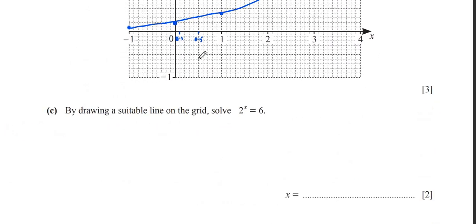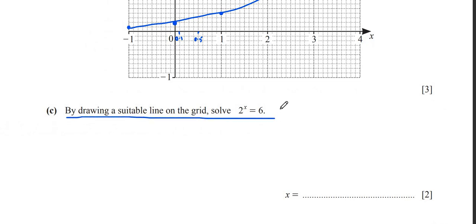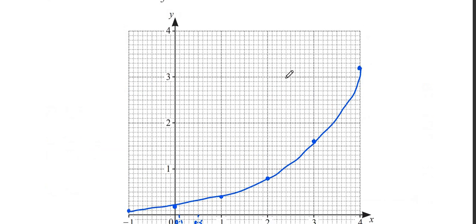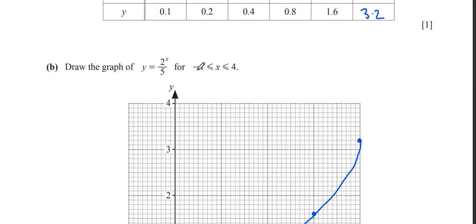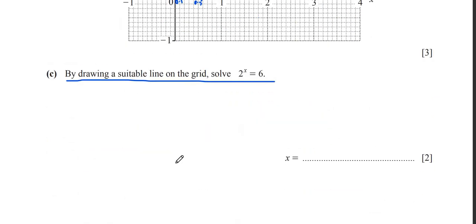Next question says, draw a suitable line on the grid to solve 2 raised to power x upon 5 is equal to 6. So look, what's the equation, guys? y is equal to 2 raised to power x upon 5. All these questions are related to the equation y equals 2 raised to power x upon 5. 5 will go up there, so 5y is equal to 2 raised to power x.